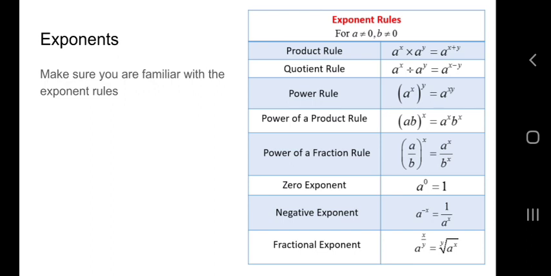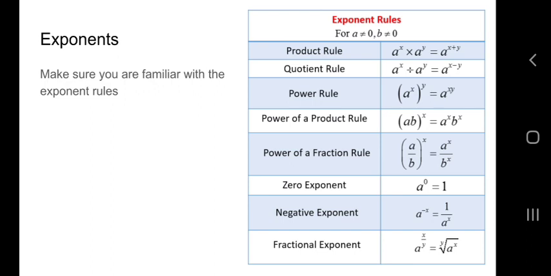Okay, and then of course, if a is not equal to 0, then a to the 0 power is always 1. So 2 to the 0 power is 1. 5 to the 0 power is 1. 1 to the 0 power is 1. It's always 1. Negative 5 to the 0 power is 1. 2/3 to the 0 power is 1. Pi to the 0 power is 1. Square root of 2 to the 0 power is 1. It's always equal to 1, except if a is 0.